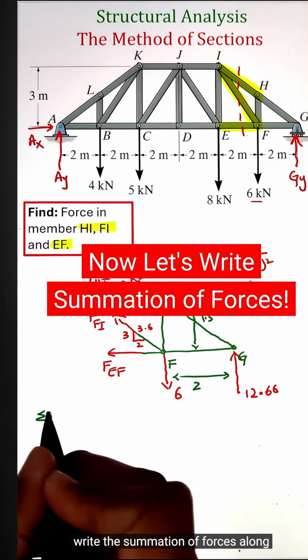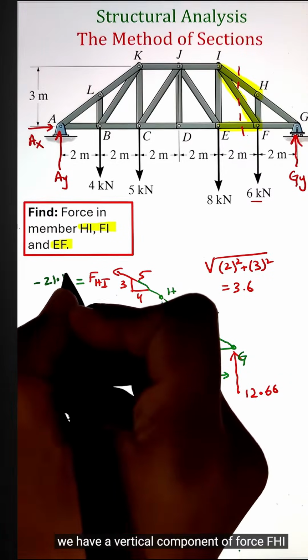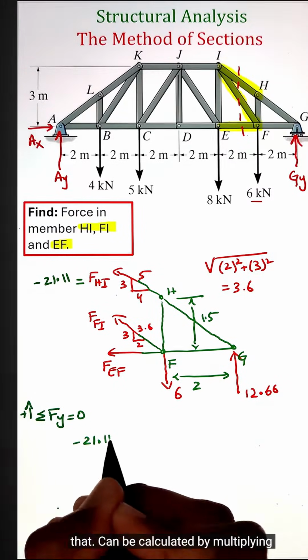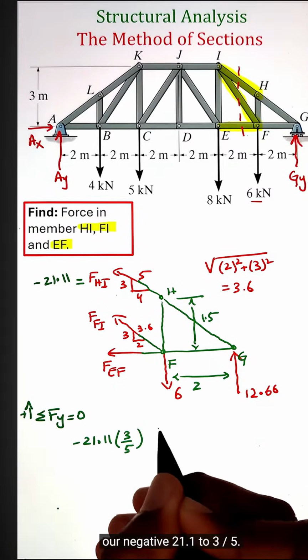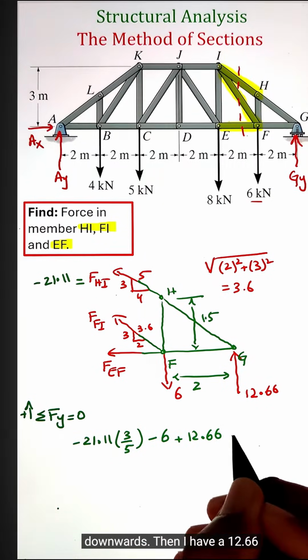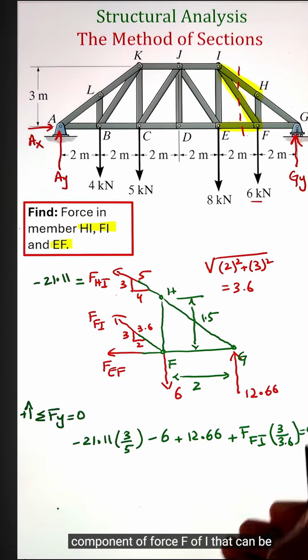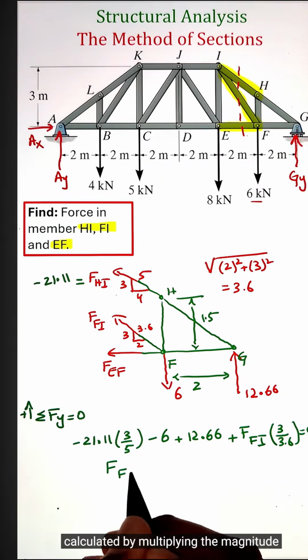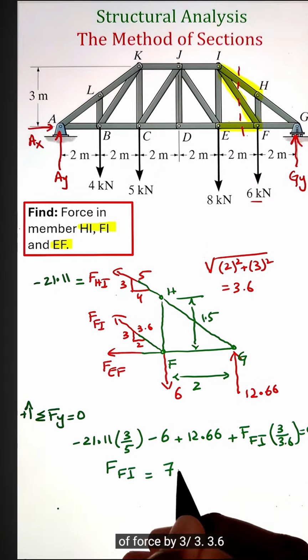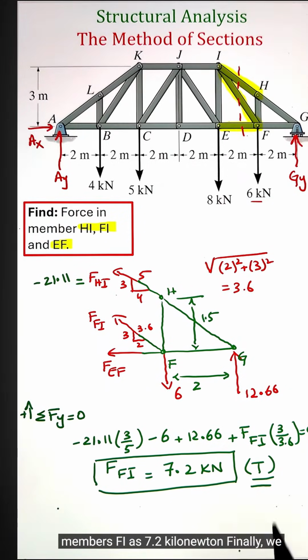Next, I can write the summation of forces along the y-axis equals to 0. In this case, we have a vertical component of force F_HI that can be calculated by multiplying our negative 21.11 to 3 over 5. Then I have a 6 kilonewton going downwards. Then I have a 12.66 kilonewtons at G going in the upward direction. And finally, I have a vertical component of force F_FI that can be calculated by multiplying the magnitude of force by 3 over 3.6. Simplifying, we get the force along the member FI as 7.2 kilonewton.